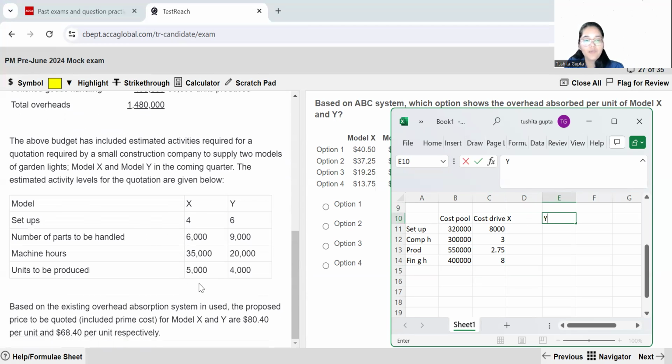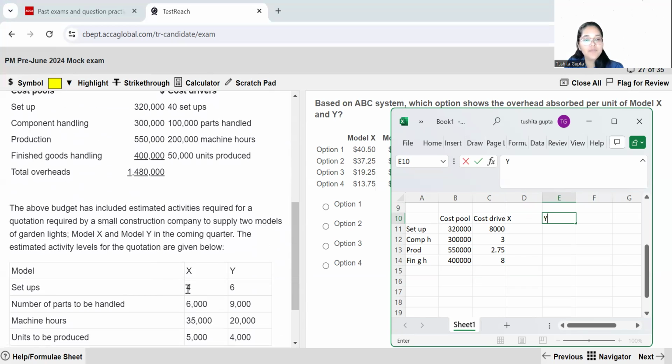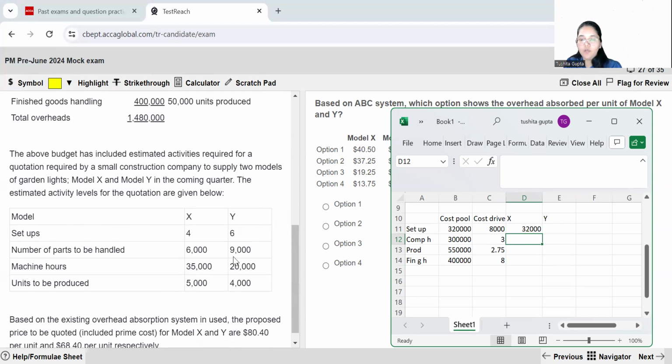Let us scroll down to the information where we see how much they are using of what. For setups, product X is going to take 4 setups in total. The cost per setup multiplied by 4 gives you the total setup cost. If you want to find it per unit, you divide by the number of units and you will have your answer in per unit terms. Let us keep working towards the other things as well. For Y, this is the driver multiplied by 6.